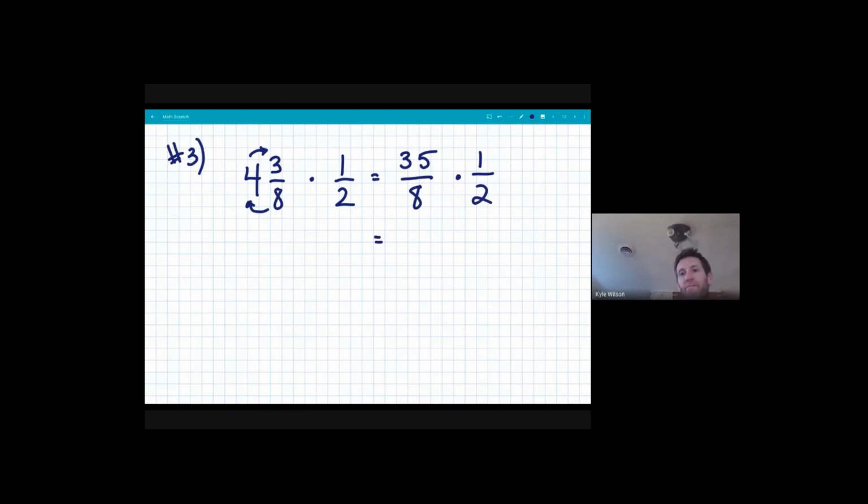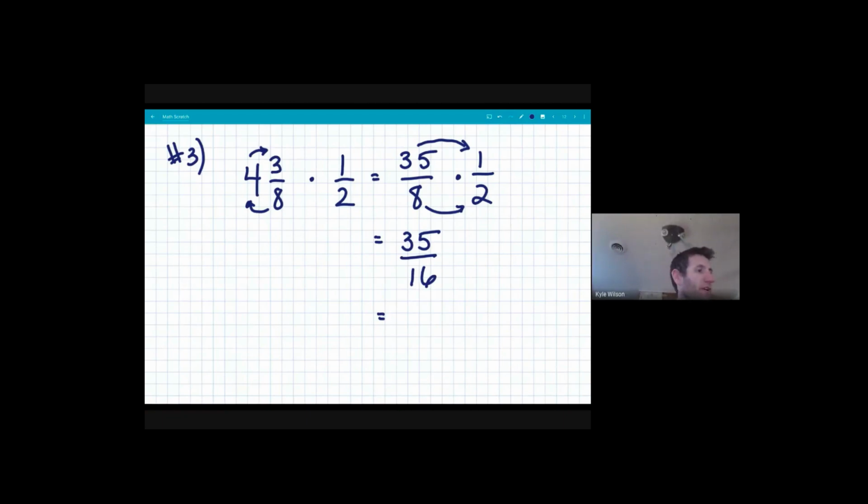My next step is to go ahead and do 35 times 1. And I know that answer is going to be 35. My denominator will be multiplying these two denominators together, 8 times 2, and that's going to give me 16. You're going to get an oddball fraction like this, 35/16. You got to convert that back into a mixed number.